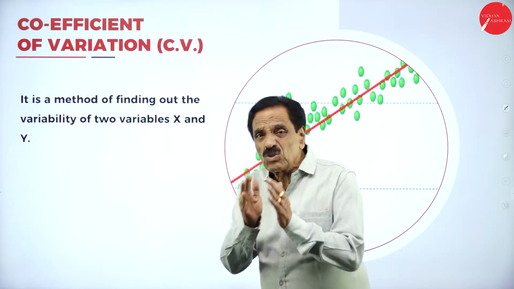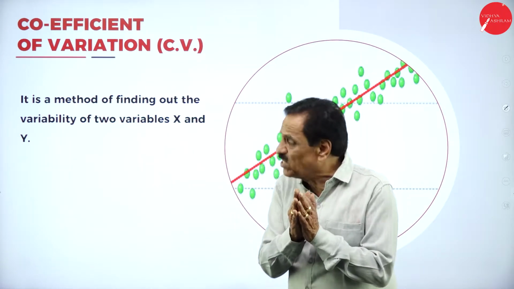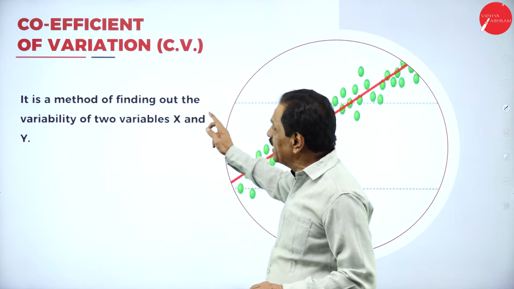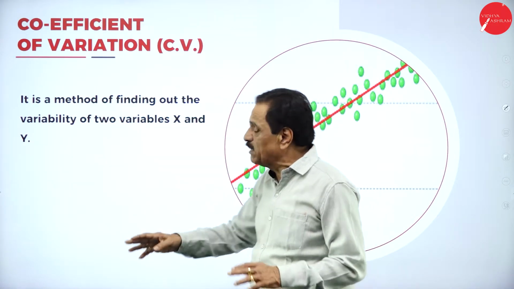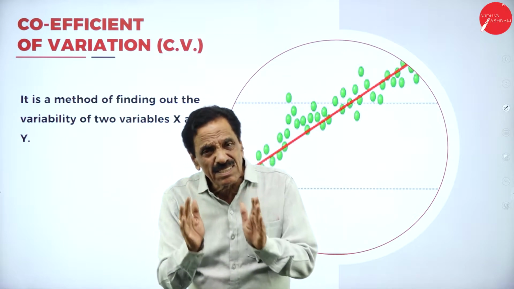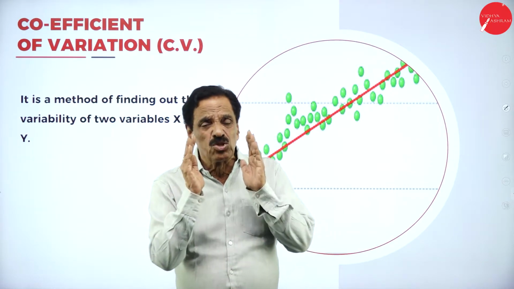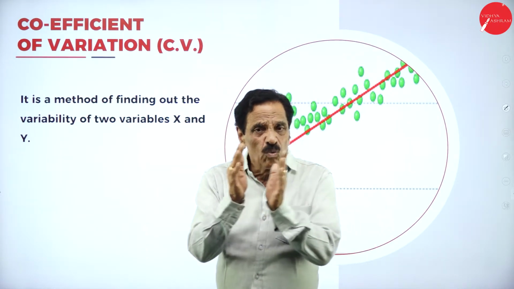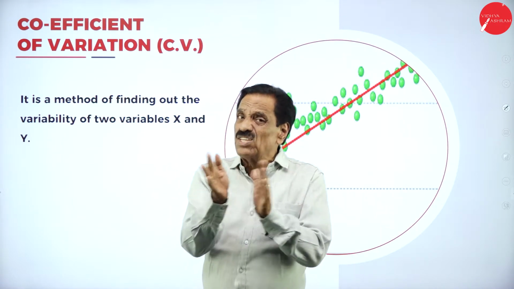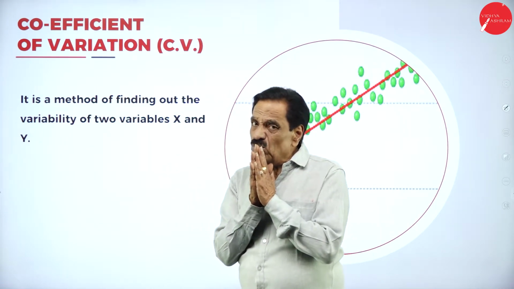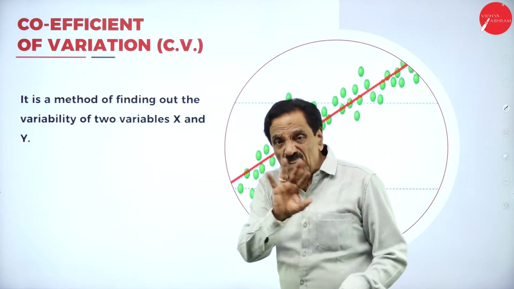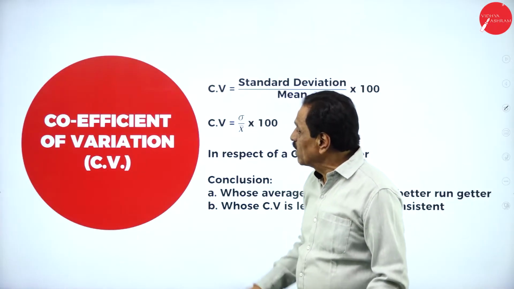Coefficient. What is coefficient of variation? It is a method of finding out the variability of two variables x and y. In statistics, we consider two variables. One is x, one is y. What is the variation of two variables? We are going to calculate. That is called coefficient of variation.